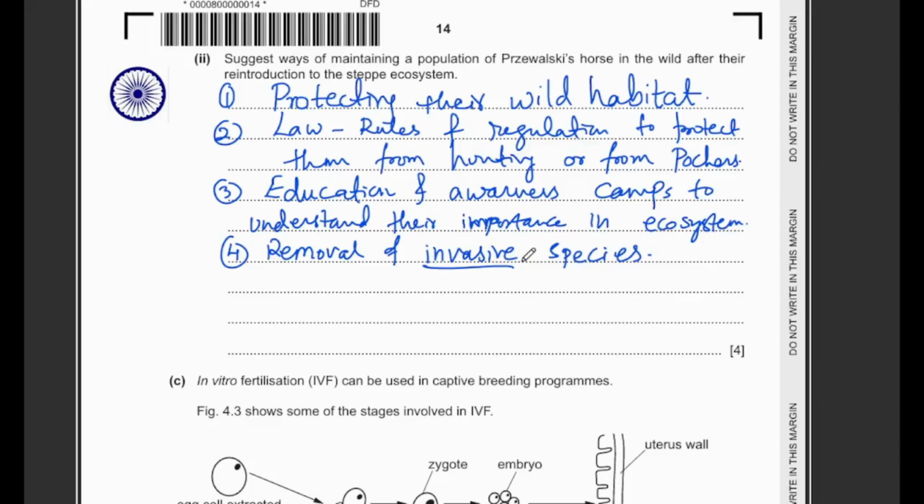Removal of predators also can be there. Provision of food, proper food or veterinary care. Fine. Monitoring their health, tracking their health. These are also some of the things that we can do to protect these kinds of animals.